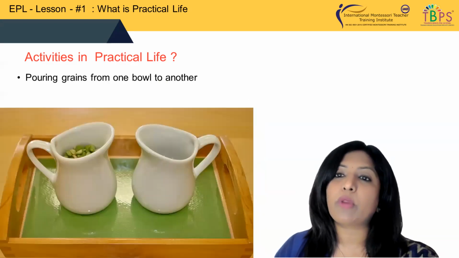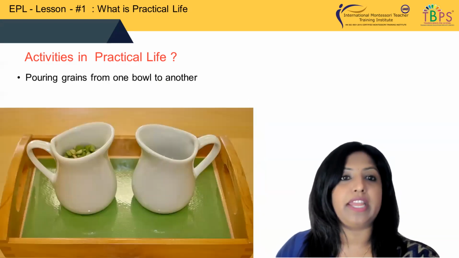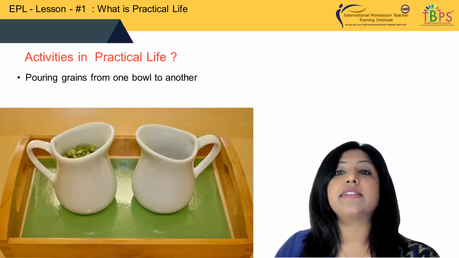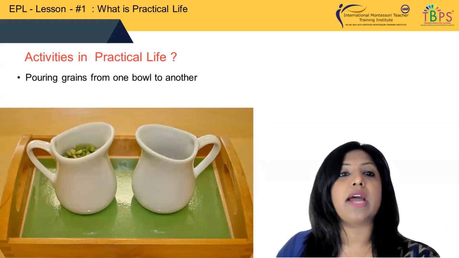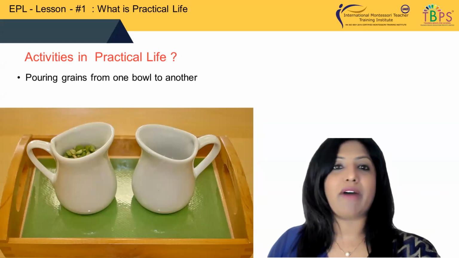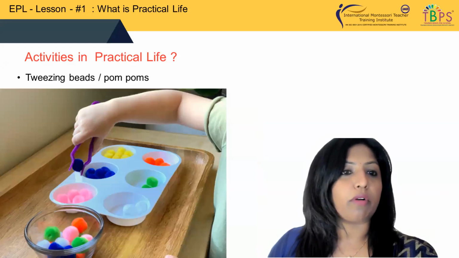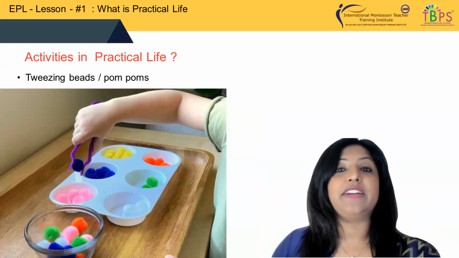You educate the child, you teach them so that their hand skills would be very much perfect. Likewise, I can give them pouring. I can give them dry pouring. Initially, I can pick up grains. I ask them to transfer the grains from one mug to another. I can ask them to pour the grains from one bowl to another, or transfer or pour. I can also use activities wherein I use tweezers.